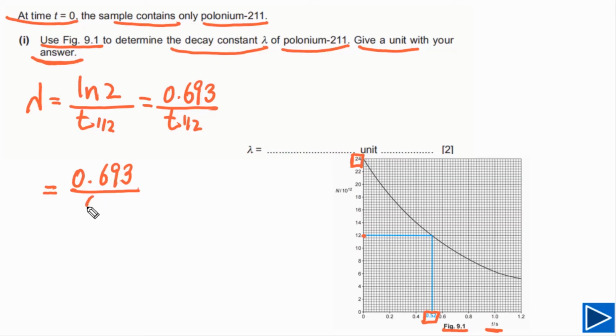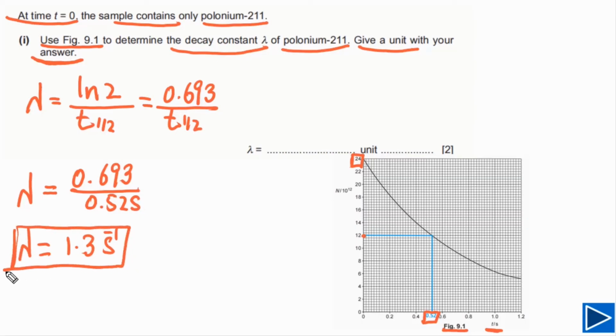So simply we can write here 0.52 seconds. So we will write the unit here as well, for lambda. Now we have to simplify this. If we simplify this, our final answer will be 1.3 per second, because this is in the denominator. So this is our answer. This is how you can calculate.